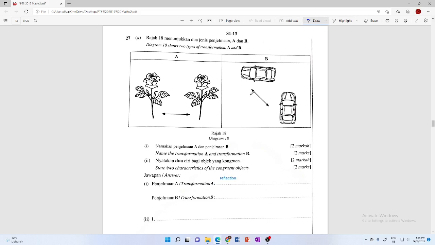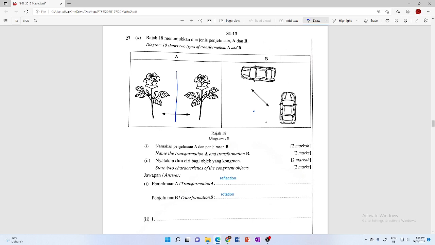And the axis of reflection should be in the middle of this. For transformation B, you can see that the orientation of the car is different. So this is actually a rotation, where you can see that the center of rotation should be around here.